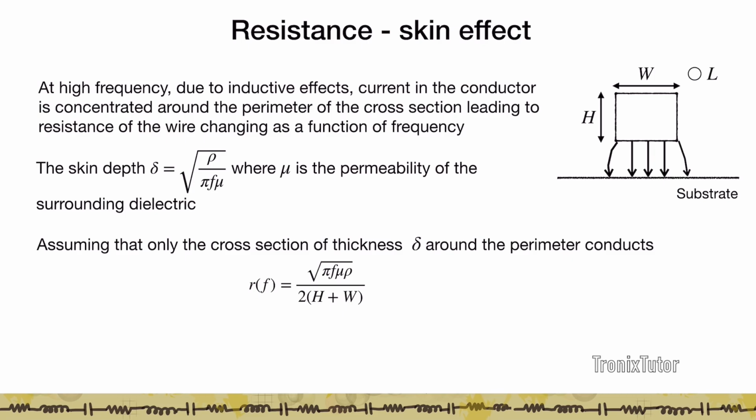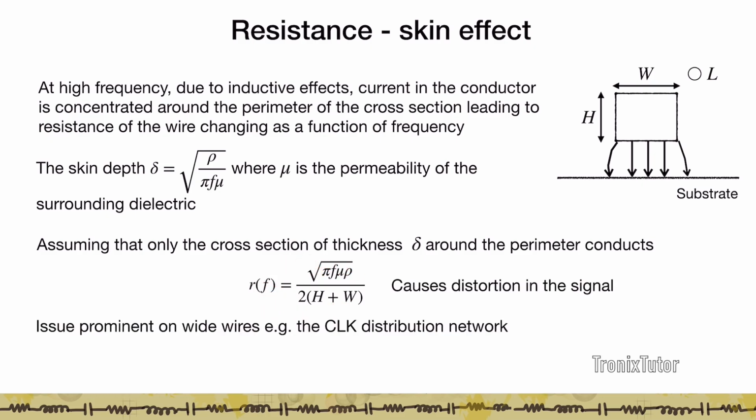So what happens now is that in addition to the resistance increasing, which itself is a problem, the resistance also becomes a function of frequency, which means that it starts to create distortion in the signal. Again, it's a prominent issue when you're dealing with wide wires, because those are generally used to carry large or fast signals, and on wide wires the skin effect is prominent.